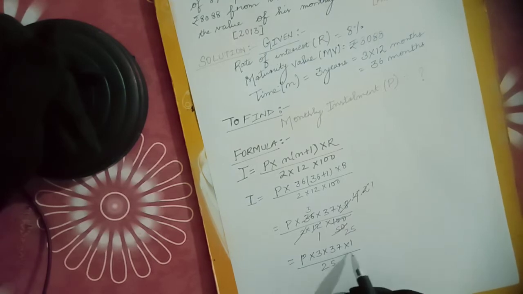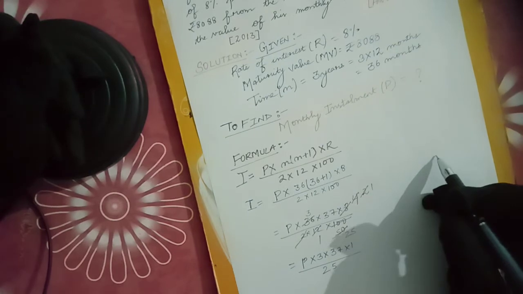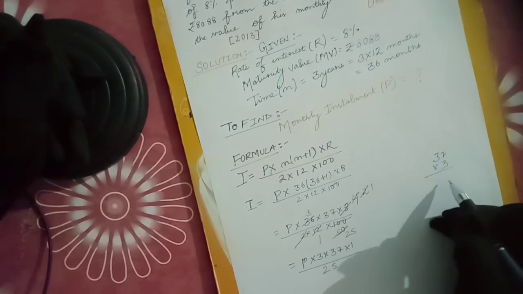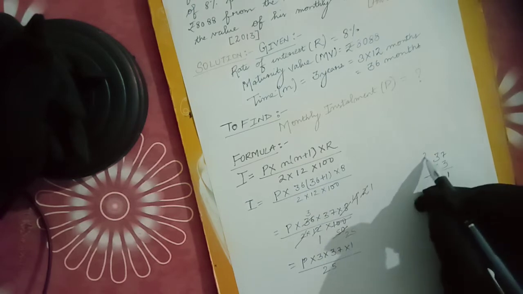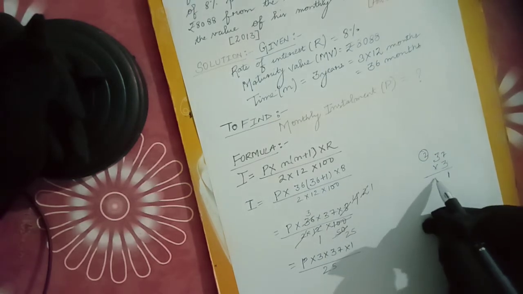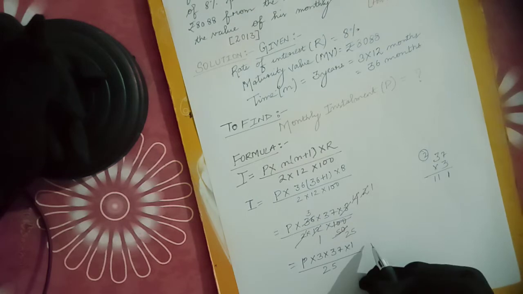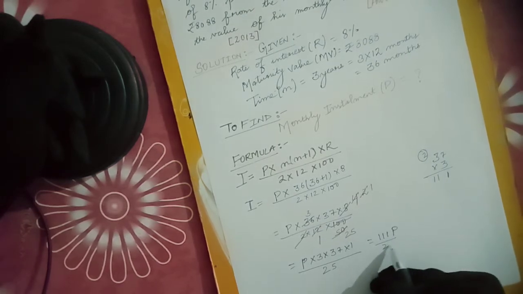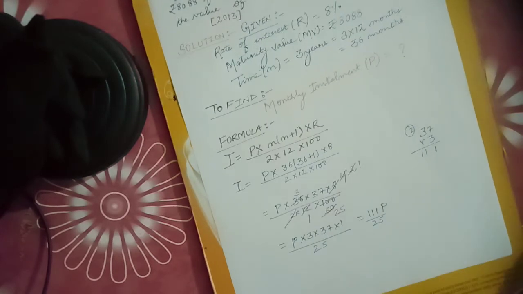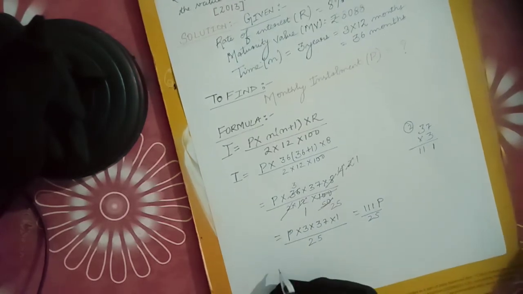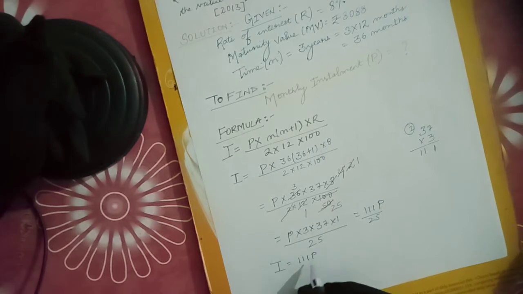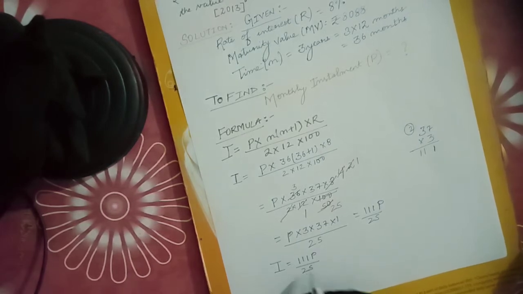So ultimately it would be 25, right? So in the numerator we have to multiply 37 into 3. So let's just do it. 37 into 3, right? So 3 sevens are 21. 1 to carry. 3 threes are 9, and 2 is 11. So it is 111 P by 25. So what is the interest we have got over here? I is equals to 111 P by 25. Clear?